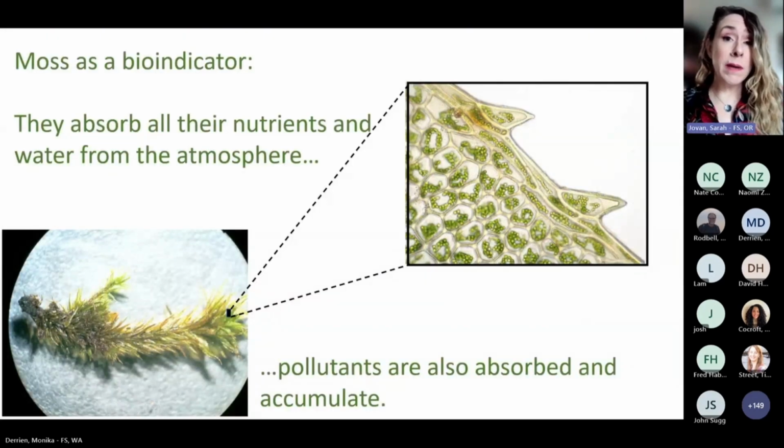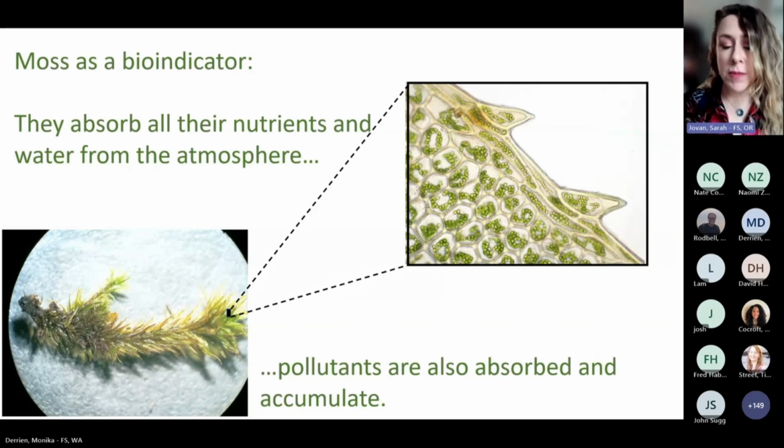Perfect. So, unlike trees, for instance, moss lack roots and absorb all their nutrients and water from the atmosphere. They have many adaptations to very efficiently scavenge and grab and hold on to nutrients. And so this causes pollutants to also accumulate in their tissues. So what we can do is grind up moss and then measure those tissue concentrations to use as an inexpensive proxy or indicator of what's in the air.